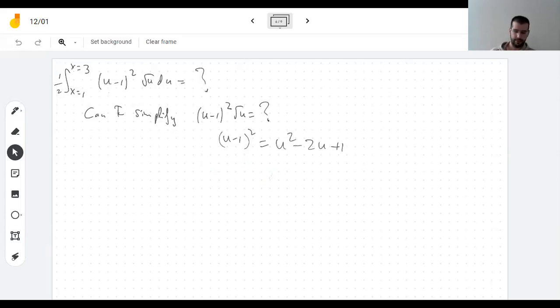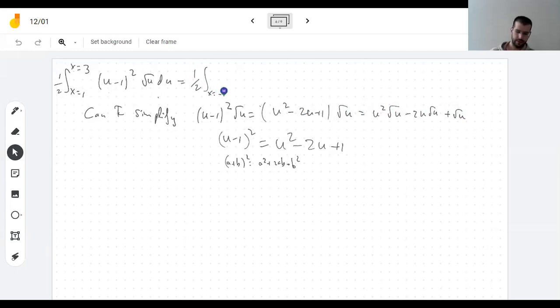Okay. Using the binomial formula, I can expand this product. And if I have a root of u multiplying everything, I can also expand that part. And now it looks like something I can take the integral of. You distribute that square root of u to everything? Yeah, it's funny. Yeah.